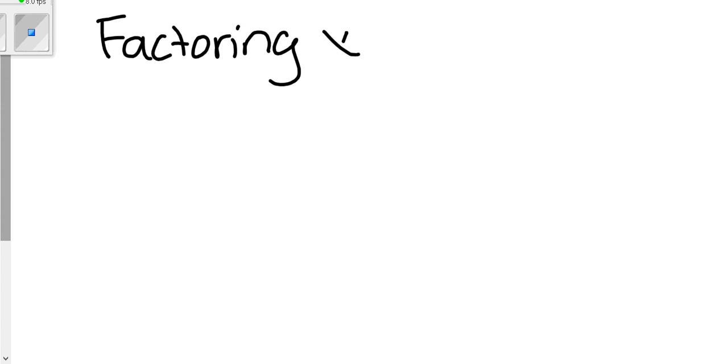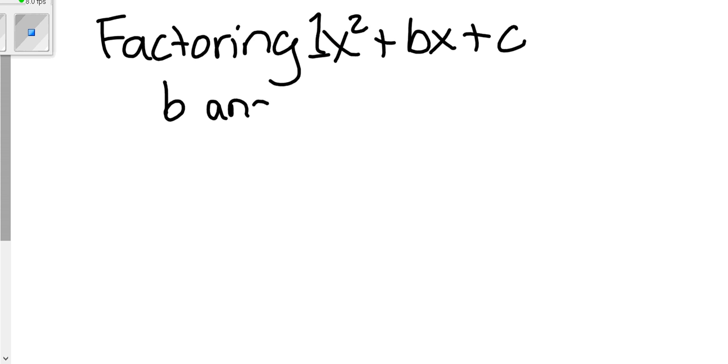Hello. Today we're going to be factoring polynomials x squared plus bx plus c, where the coefficient of the x squared term is 1. In our first example, example 1 that follows your textbook, we're going to be looking at where b and c are positive integers.